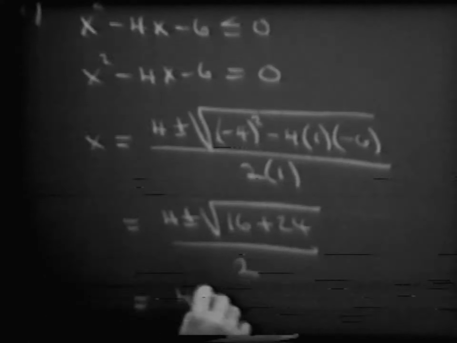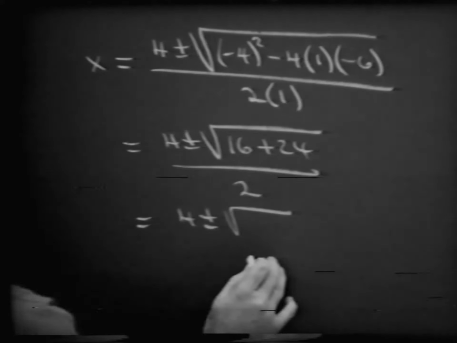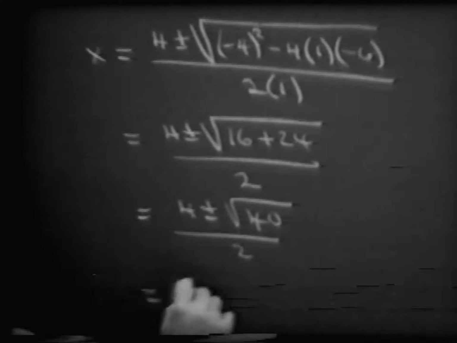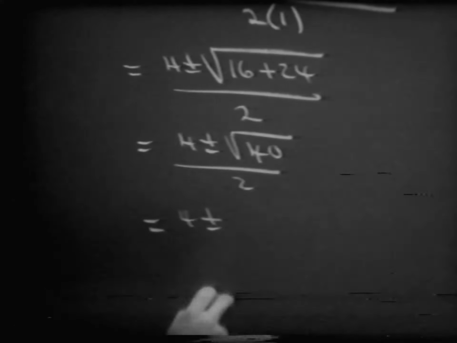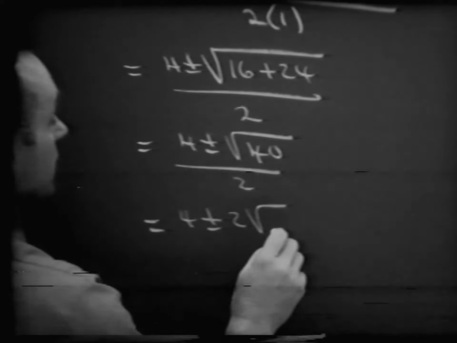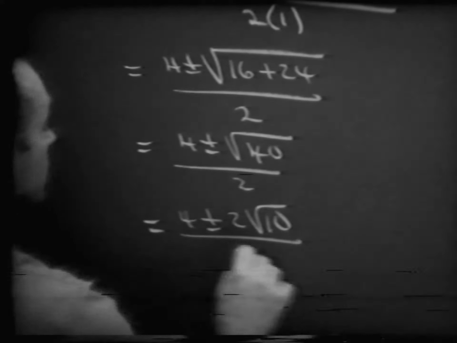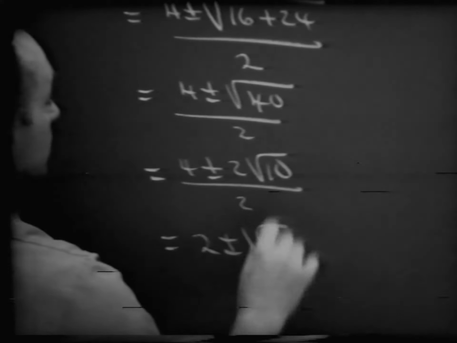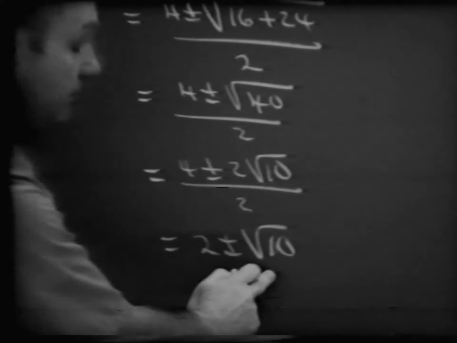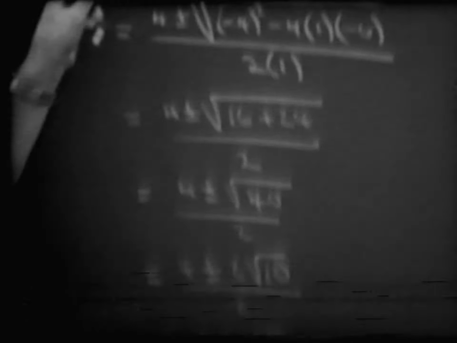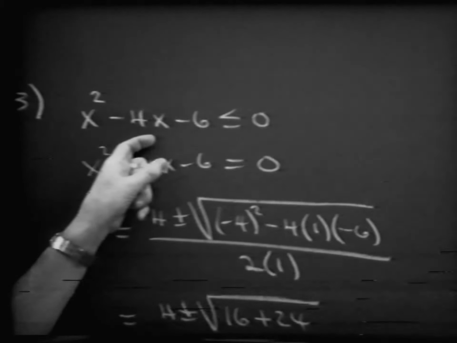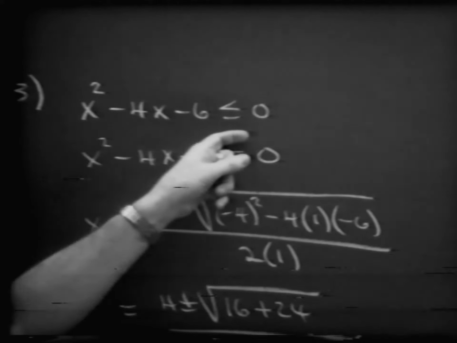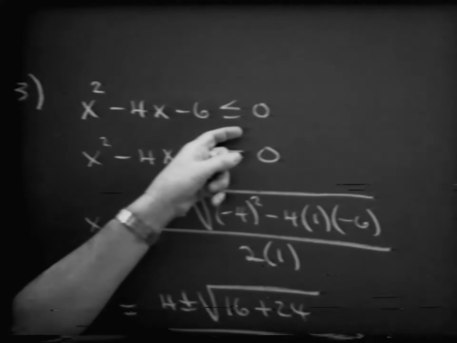This then is 4 plus or minus the square root of 40 all over 2, and that then is 4 plus or minus 2 times the square root of 10 all over 2, which is 2 plus or minus the square root of 10. Now, without looking at our graph, we're now concerned with this inequality, this quadratic sentence for which it is going to be less than or equal to 0.